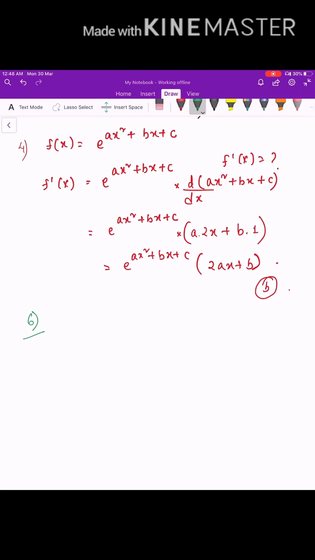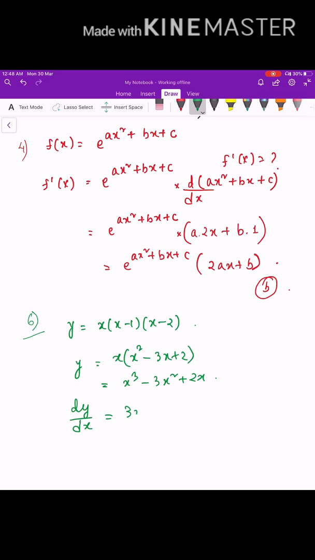Question number 6. y is equal to x into x minus 1 into x minus 2. Then find dy by dx. So I can expand it. It becomes x into x squared minus 3x plus 2, which is x cubed minus 3x squared plus 2x. Now it is easy to differentiate. So this becomes 3x squared minus 3 into 2, 6x plus 2, right? So option A.